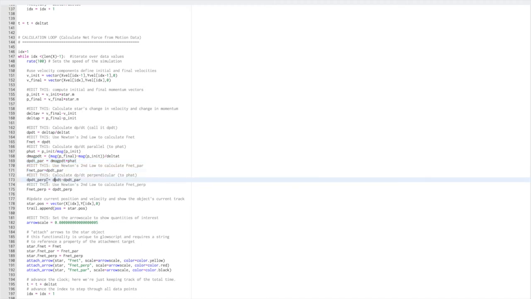Next, we can calculate dp/dt perpendicular by subtracting dp/dt parallel from dp/dt. Once more, we know that dp/dt perpendicular is equal to F net perpendicular. Finally, we print out the data we need in order to calculate the mass of the black hole using Newton's law of universal gravitation. Let's take a look at our model.